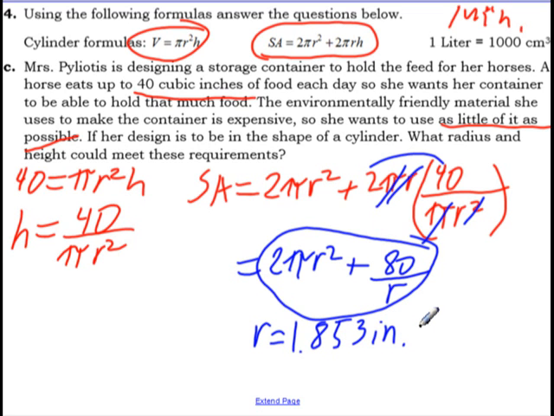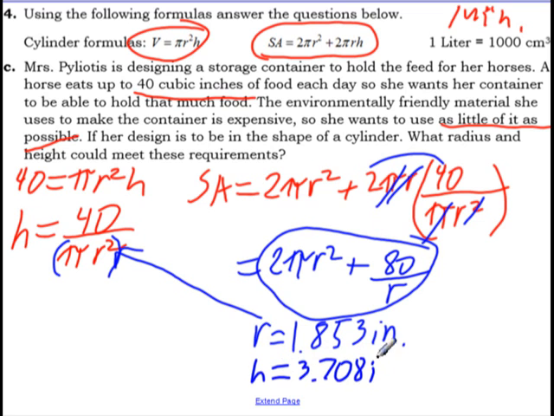The question also asked for the height, so you do need to take that radius, plug it back in over here to find the height. Be sure to follow order of operations. Remember, with your calculator, if you want that entire denominator to be divided into 40, you've got to put that in parentheses. And if you do that, you should end up with a height of 3.708 inches. And those are the dimensions that satisfy this problem.